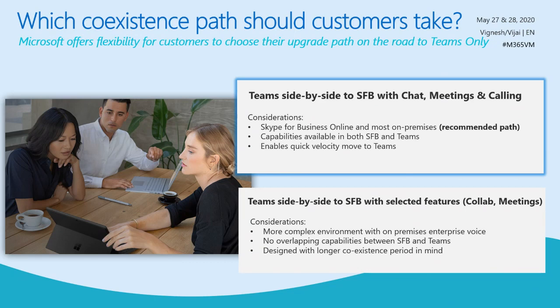The next one is Teams side by side with selected features, which means you are running both clients side by side, but with selected features from Microsoft Teams. As I mentioned before, in Skype you will have chat, calling, and meetings, whereas in Teams you will have only the collaboration feature first, and then slowly you move the meetings from Skype to Teams, and then chat and calling. So you will be using selected features alone. These are the two approaches that we are going to discuss in detail.